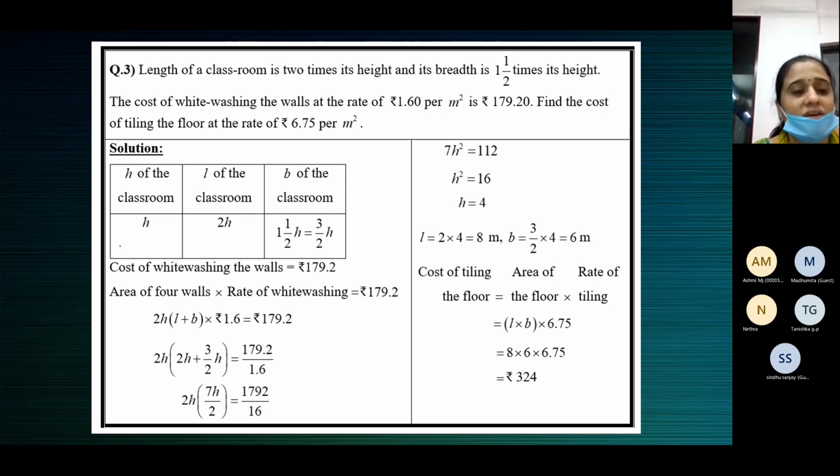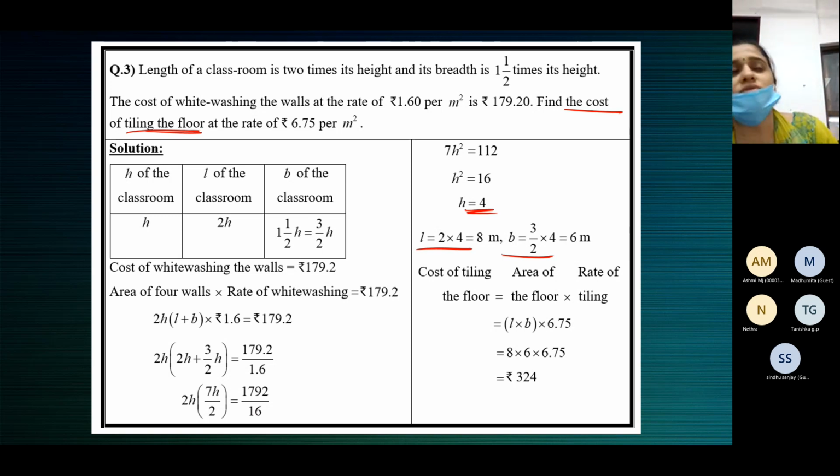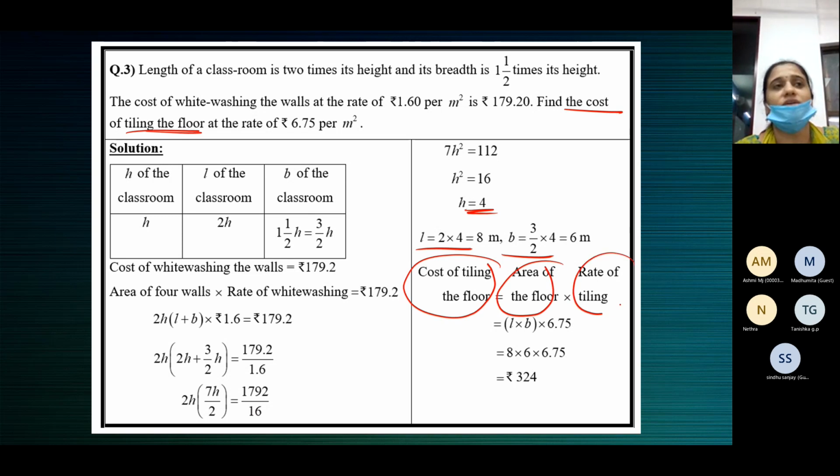After finding h, you can find 2h, which is the length, and 3 by 2h, which is the breadth. So now we have found the dimensions of the classroom: the length, the breadth and height. Now we have to find the cost of tiling the floor. To tile the floor, you will have to find the area of the floor. So cost of tiling the floor is equal to area of the floor into rate of tiling.